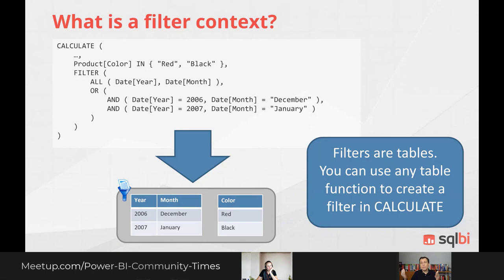And every filter can have multiple columns. For example, you could have a filter that combines year and month. Because if you filter December 2006 and January 2007, and you don't want to get the filter for December 2007 or January 2006, you need a specific combination of two columns, year and month. These are arbitrary shaped filters that you can create with more complex syntax, like a filter over all two columns.